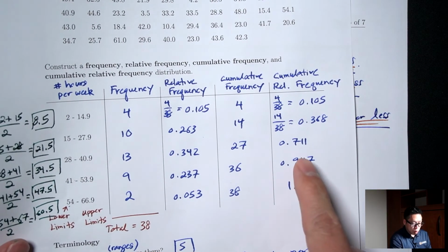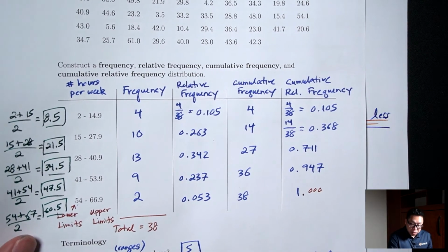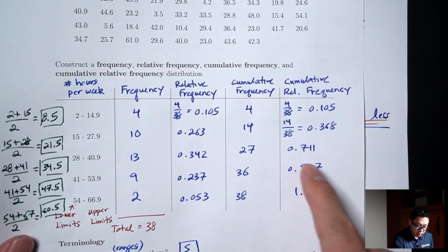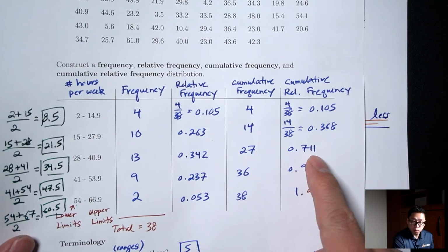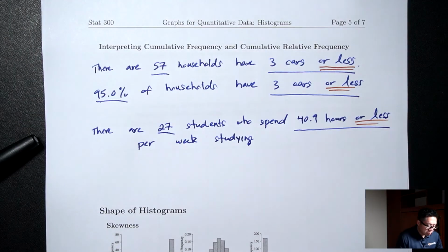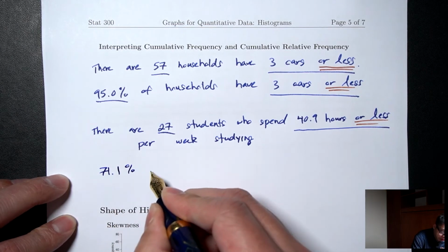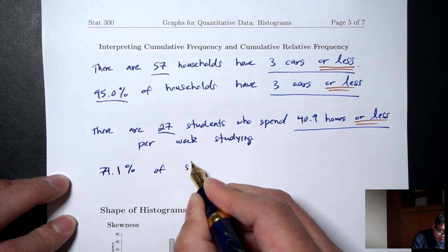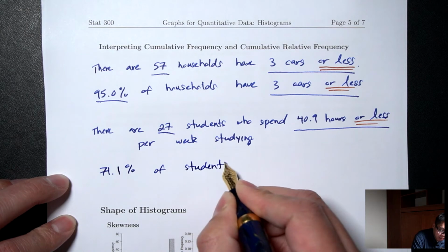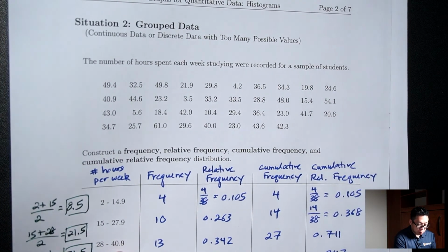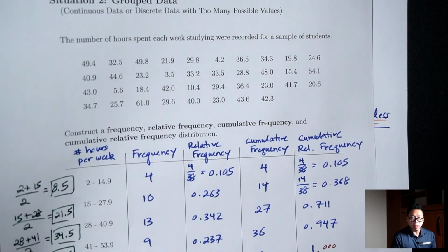And then the 0.711, okay, anytime you're doing relative frequency of any sort, convert it to a percent. So move the decimal 2 to the right. That'll be 71.1%. 71.1% of students spend 40.9 hours or less per week studying.